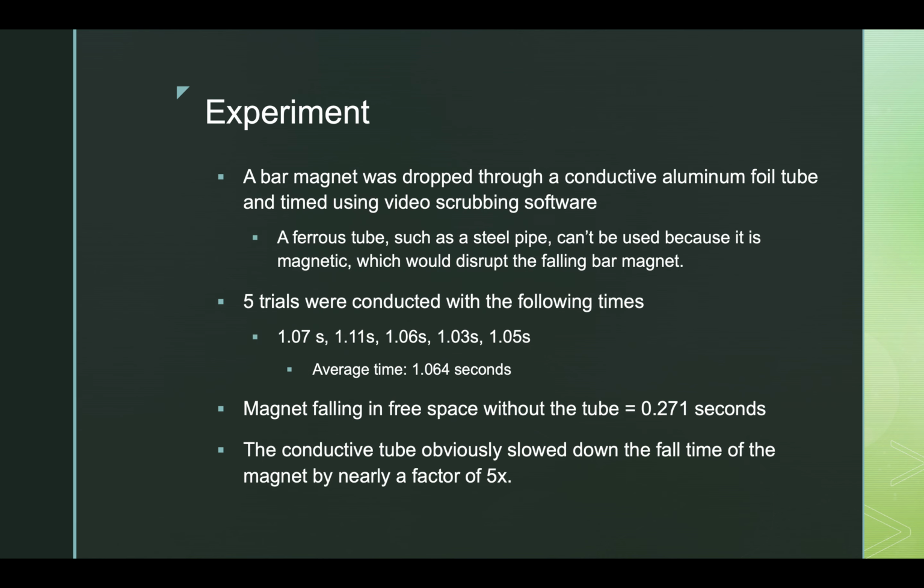In the experimental section of this lab, a bar magnet was dropped through a conductive aluminum foil tube and timed using video scrubbing software. A ferrous tube such as a steel pipe could not be used because it is magnetic, which would disrupt the falling bar magnet. 5 trials were conducted and the following times were yielded, averaging a fall time in the tube of 1.064 seconds. The magnet fell in free space at a time of 0.271 seconds. The conductive tube obviously slowed down the fall time of the magnet by nearly a factor of 5.